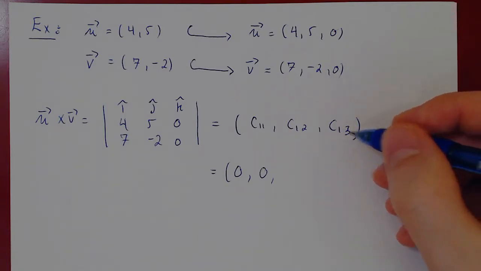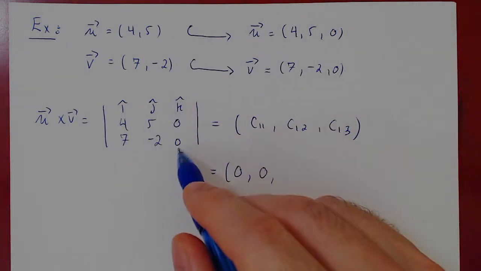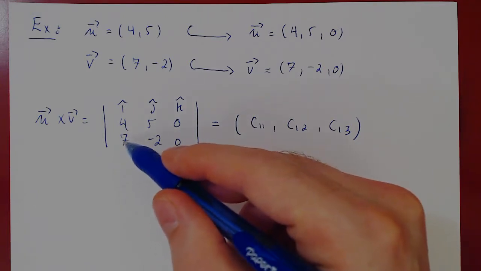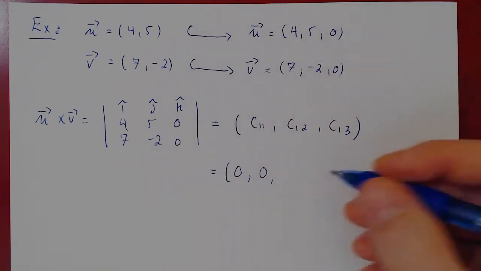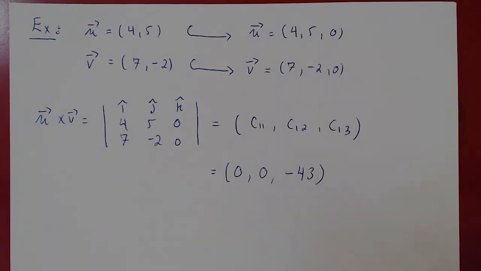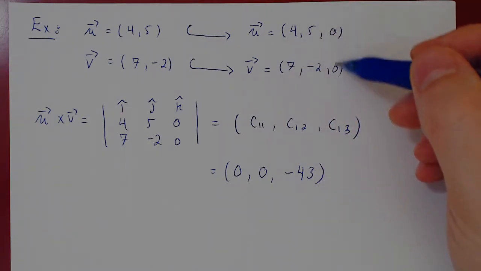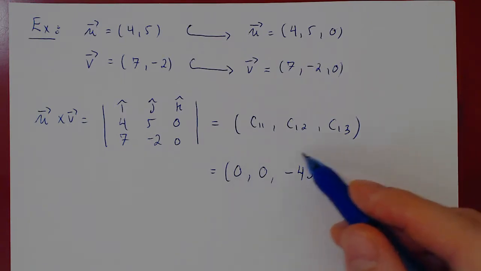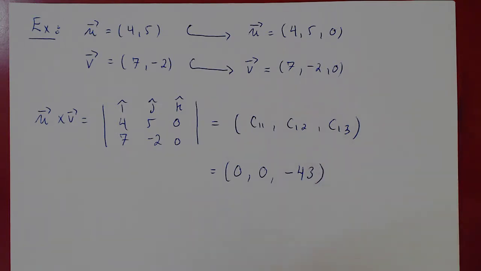delete row 1, column 3, no negative sign, since 1 plus 3 is 4, which is even. Delete row 1, column 3, and now you have 4 times negative 2, negative 8, minus 7 times 5, negative 35, so negative 35, negative 8, negative 43. And what you notice is, by crossing two vectors in the xy plane, in our case vectors with 0 z components, what you obtain is a vector that is perpendicular to the xy plane. It has 0 x and y components, but a non-zero z component.